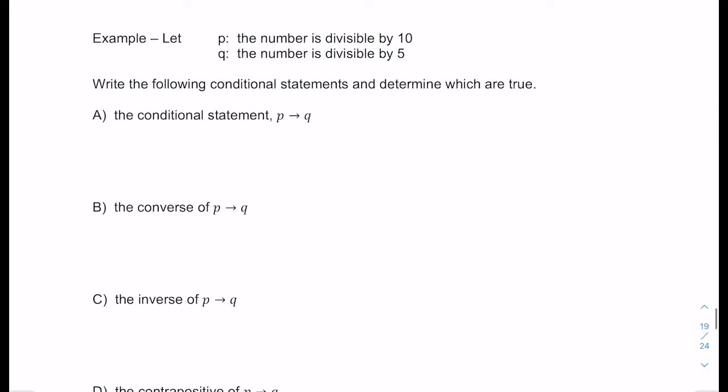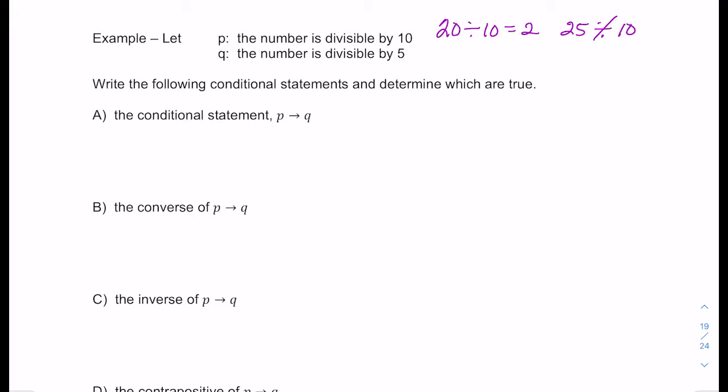Okay, let's practice using them. So P in this problem is "the number is divisible by 10," and Q is "the number is divisible by 5." We're going to write the following conditional statements and determine which are true. Remember, when we say divisible, we mean can these numbers divide into a number? For example, 20 is divisible by 10 because 20 divided by 10 is 2. But 25 is not divisible by 10 because you can't divide 25 by 10 evenly.